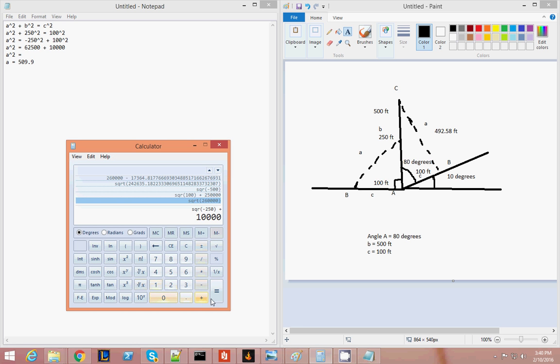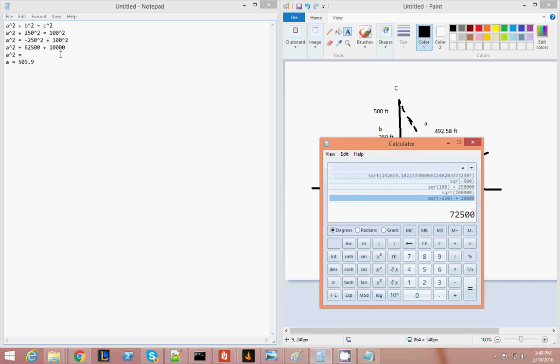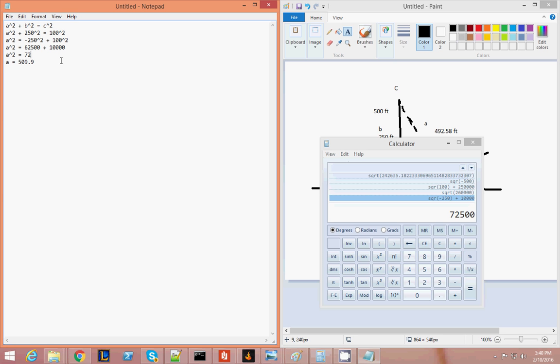And if we check our answer key here, it states that it's 269.3 feet, and that's what we have.